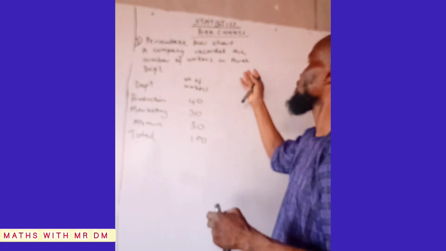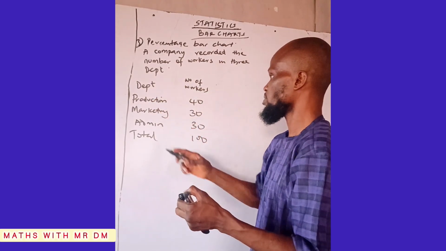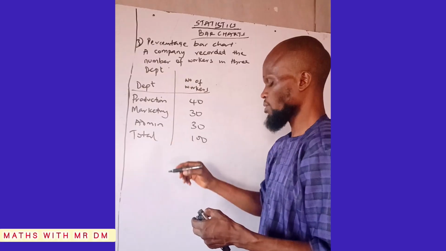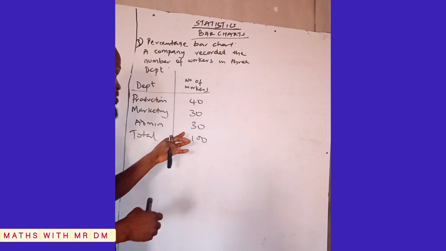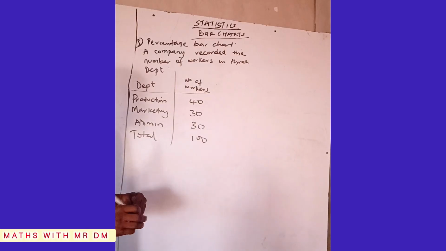This is an example. A company recorded the number of workers in 3 departments. This department is the number of workers. So the first thing you need to do is confirm this total. 40 plus 30 plus 30, 100. That's correct. So the next step is to convert them into percentage.